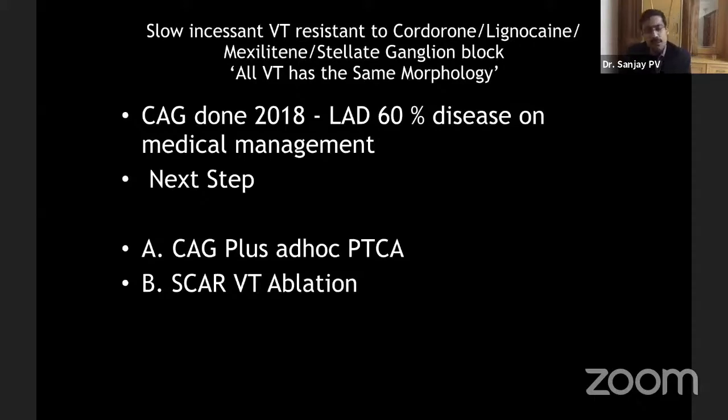So my question to you is, next step: do you think that this patient has suddenly developed such a VT storm? So we should definitely rule out ischemia. My first step would be to do a coronary angiogram and stent the LAD if the lesion has progressed. Or forget about the angioplasty, this patient requires scar VT ablation. He requires only an ablation, no angiogram. So I'll take the poll.